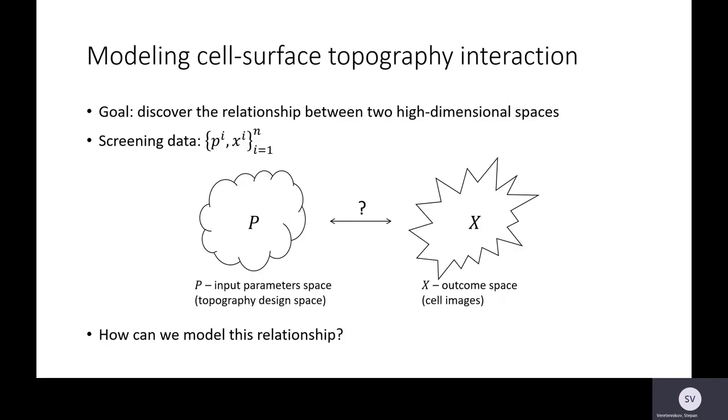Well, taking a closer look at the first perspective, the modeling cell-surface topography interaction approach, the ultimate goal here is to discover the relationship between two high-dimensional spaces based on screening data, based on training pairs, where the input parameter space or the topography design space is somehow related to the outcome space, being the cell images space. And the question is, how can we model this relationship?